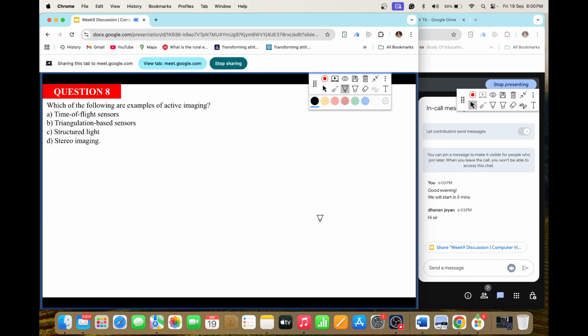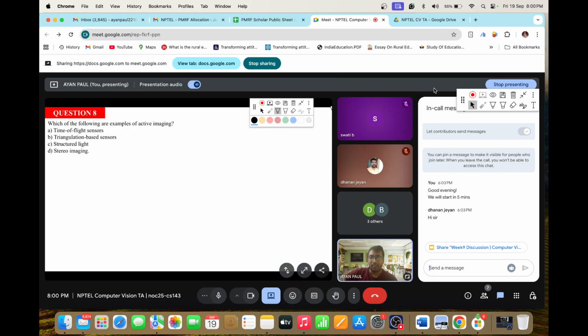Which of the following are examples of active imaging? Time of flight sensor, triangulation based sensor, structured light, or stereo imaging? So this is a very simple question. I hope everyone knows this. Which of the following are examples of active imaging?